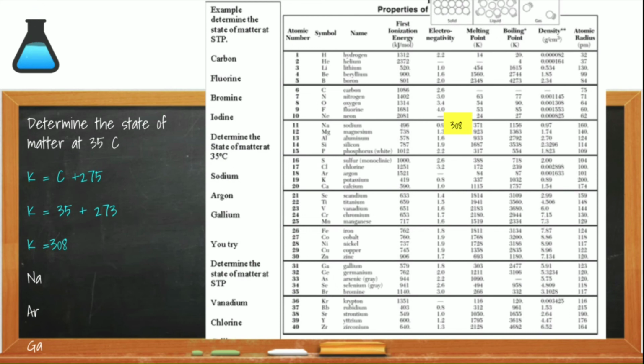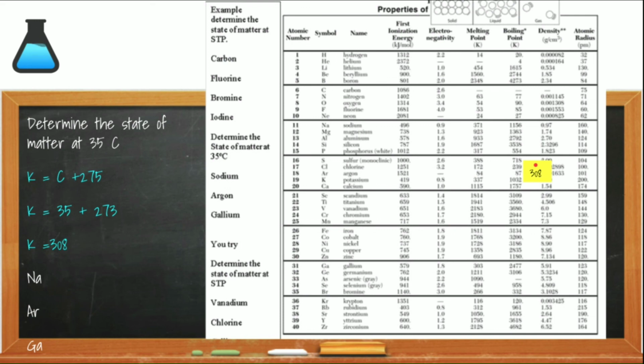Now let's try argon. Argon is element number 18. Argon has a very low melting point and a very low freezing point. So the number 308 falls after both of these numbers. Again, look at the numbers and make sure that they are in increasing order. 84, 87, 308. So 308 coming after those makes argon a gas at 35 degrees Celsius.